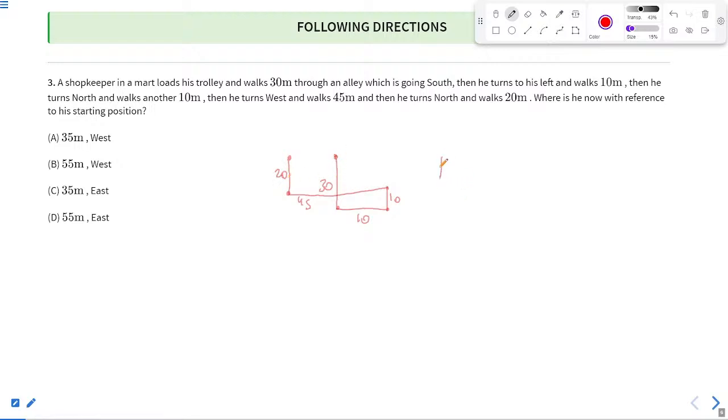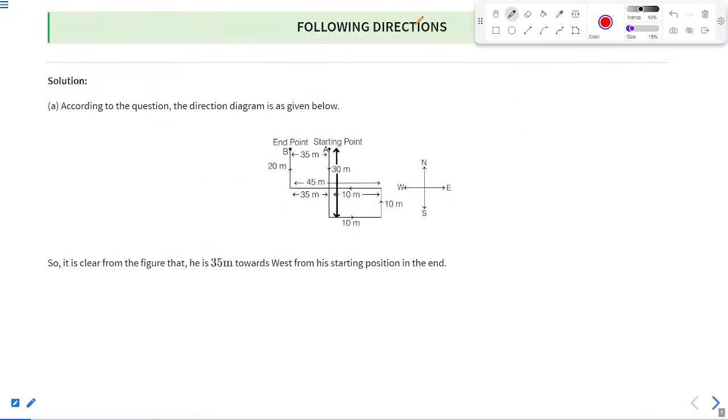Well, we have gone south and we've gone north. Since we have gone south 30 units and we've gone north 10 plus 20, which is again 30 units, these two cancel out. We've gone west 45 units and east 10 units. So there's a difference of 35 units towards west. Answer is A, 35 units west.